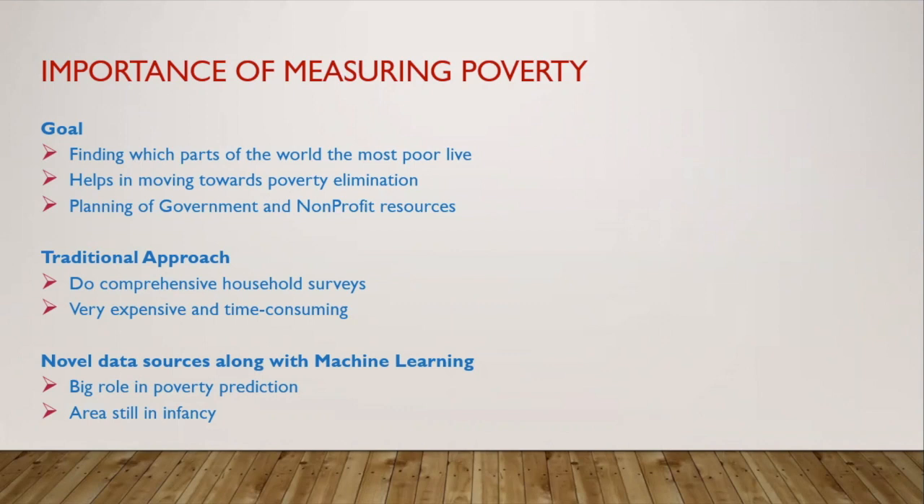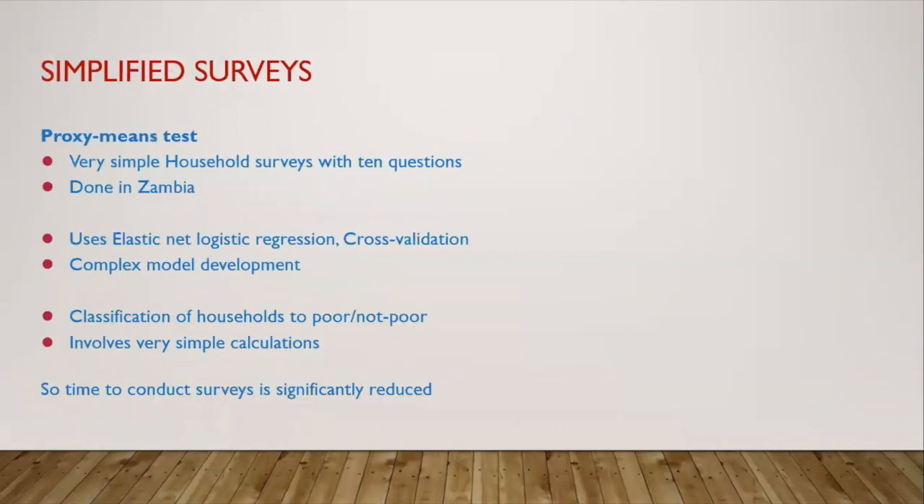Using novel data sources and modern machine learning techniques, poverty prediction can be done in less time. Proxy means testing involves doing simple surveys with 10 questions. This was first used in Zambia. Building the machine learning model is complex and uses elastic net logistic regression with cross validation. However, the evaluation of survey results involves simple calculations. The classification into poor and not poor can be done in a short period of time with a simple survey and evaluation.